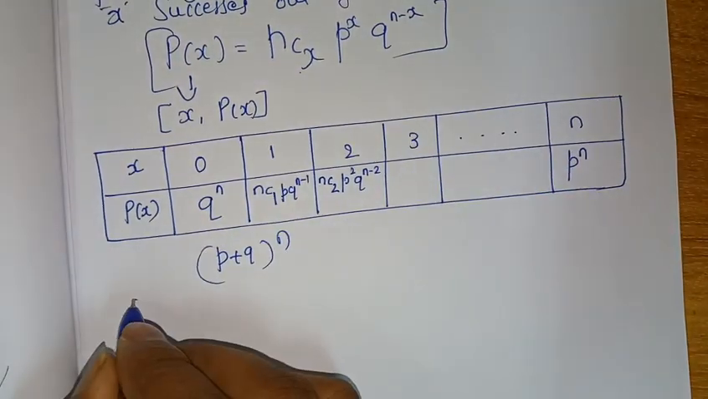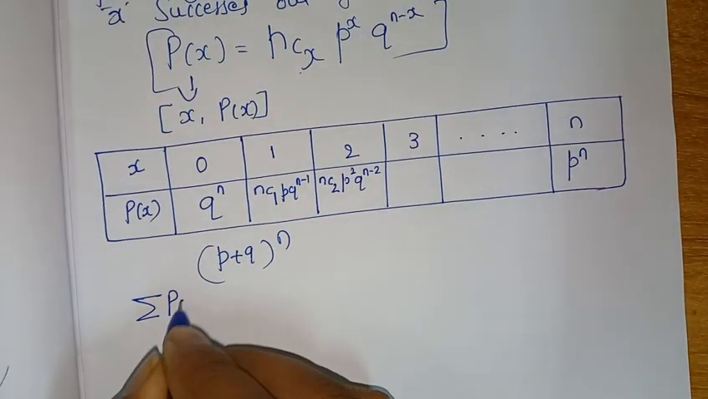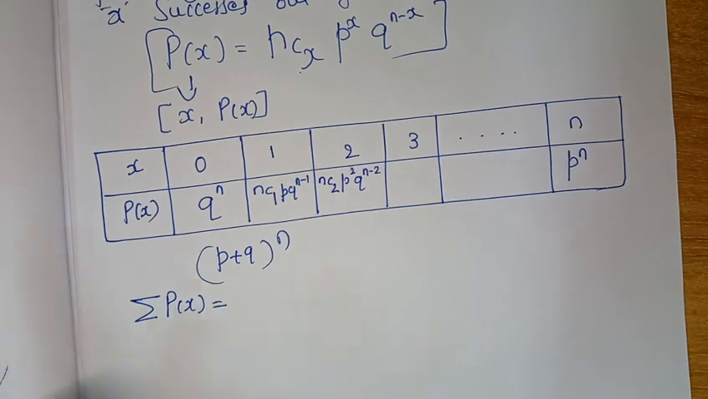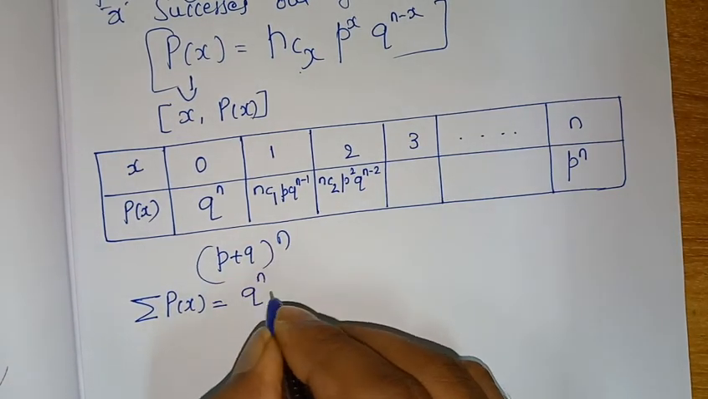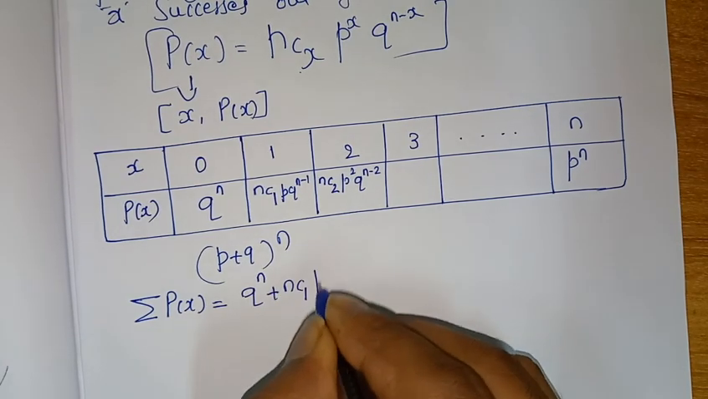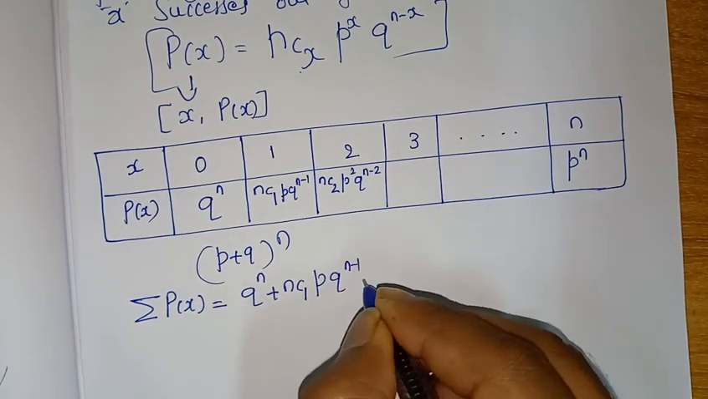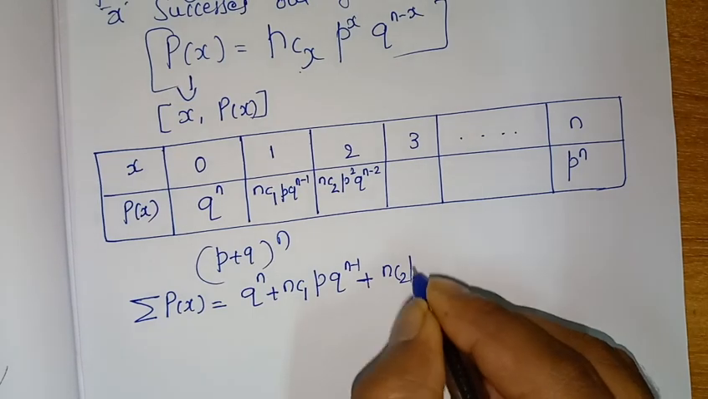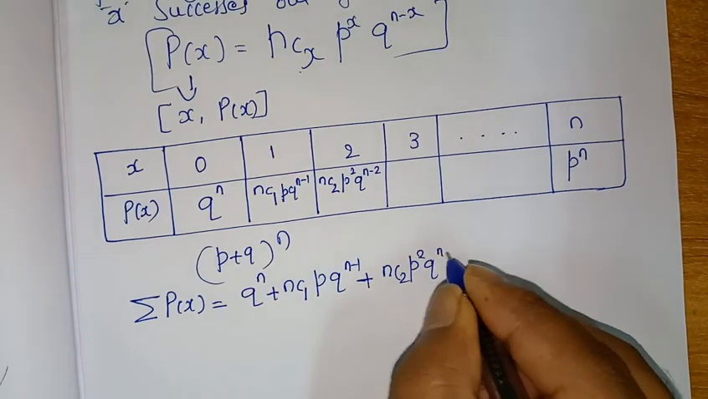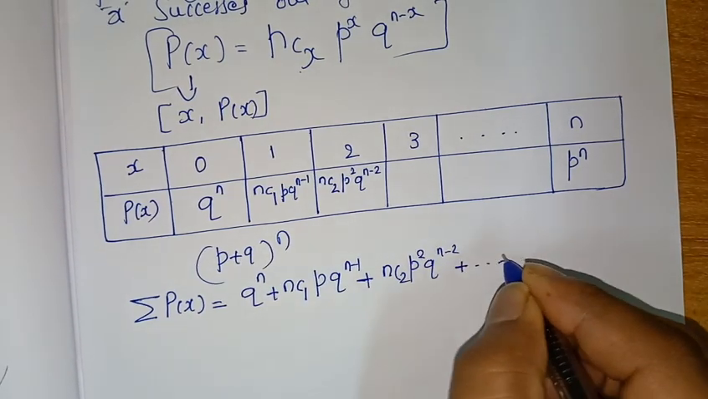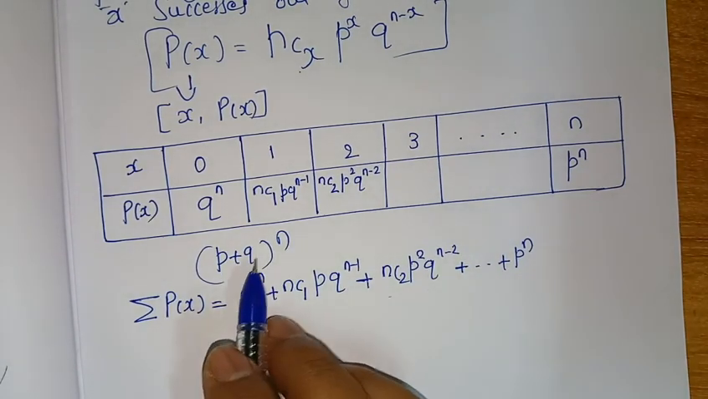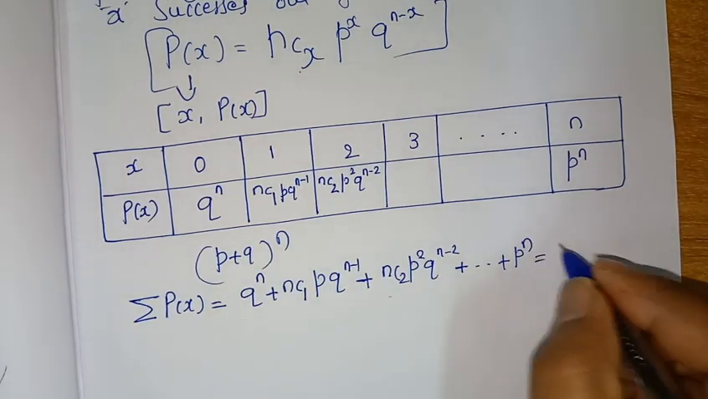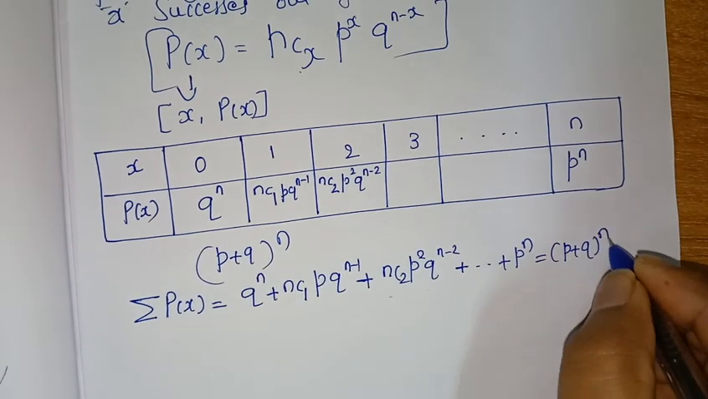So as per the probability distribution, the sum of P of x should always be 1. If I write all the values, it is q power n, nC1 p q power n minus 1, nC2 p square q power n minus 2, and so on up to p power n. So it is nothing but the expansion of (p plus q) whole power n.